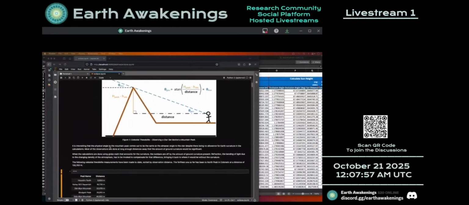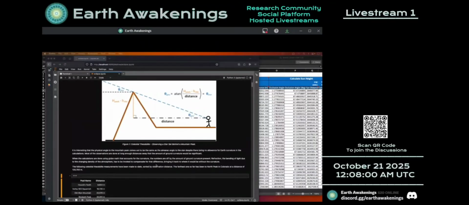It is interesting that the physical angle to the peak of the mountain comes out the same as the almanac angle to the star, despite there being no allowance for Earth curvature in the calculations. Most of the observations are done at long enough distances away that the amount of ground curvature would be significant. When the calculations are done using globe math, and that accounts for the curvature, the numbers are off by the amount of ground curvature present. Refraction, the bending of light due to the changing density of the atmosphere, has to be invoked to compensate for that difference, bringing it back to where it would be without the curvature.